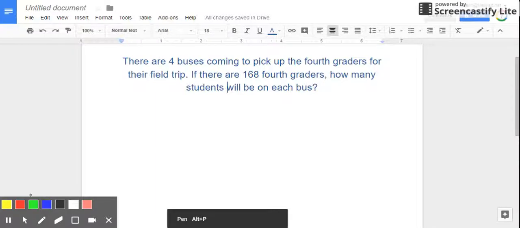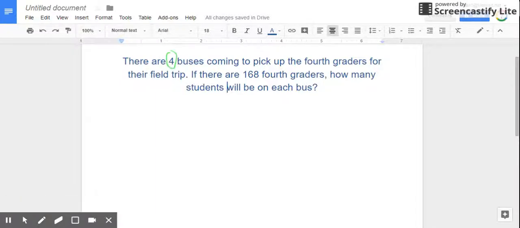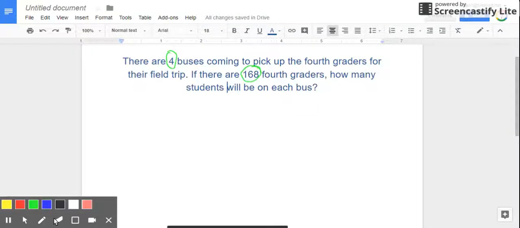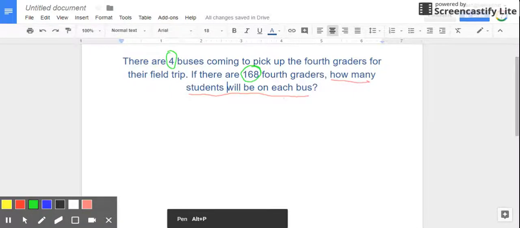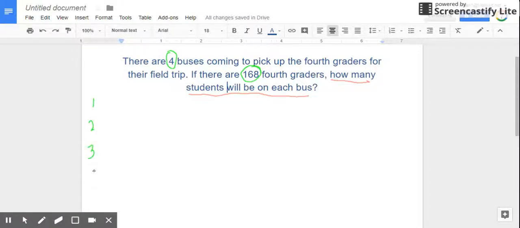There are 4 buses coming to pick up the 4th graders for their field trip. If there are 168 4th graders, how many students will be on each bus? At this point, I hope you're not tired of this word problem, but in good practice, we're going to read it one more time. So there are 4 buses coming to pick up the 4th graders for their field trip. 1, 2, 3, 4. If there are 168 4th graders, how many students will be on each bus?